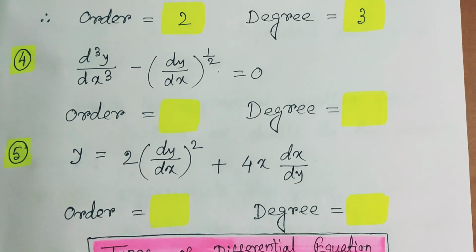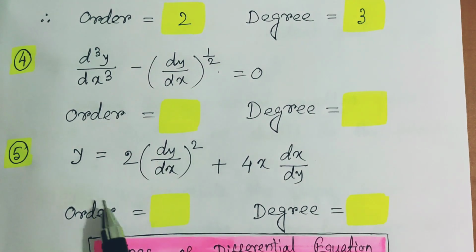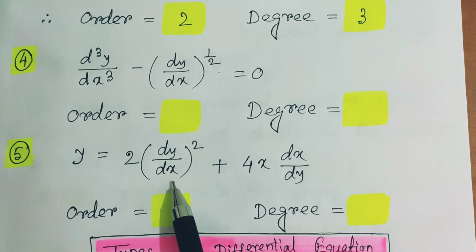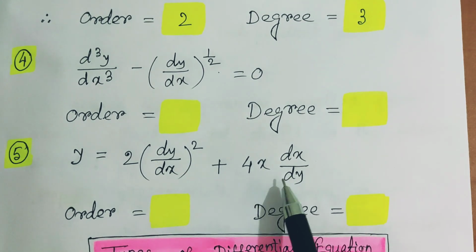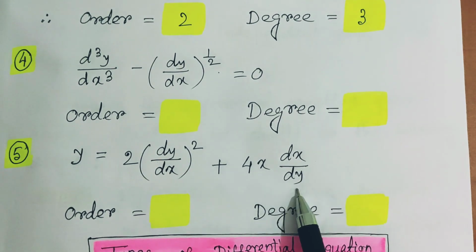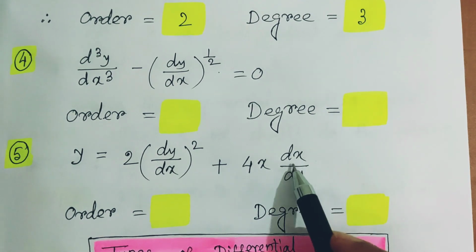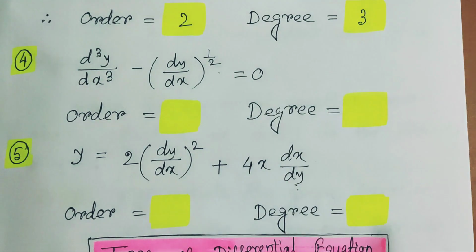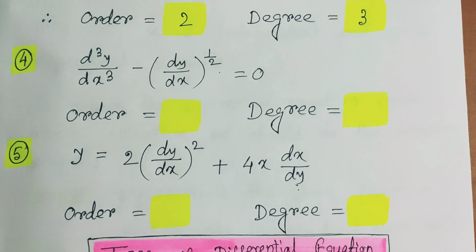Not only that, one more question for you: y equals 2 (dy/dx) whole square plus 4x into dx/dy. Here also you should emphasize dx/dy. So these two equations are for your reference. You should do these two solutions by yourself. Find out the order and degree for questions number 4 and 5 and write the answers in the comment box. I am waiting for your answer.